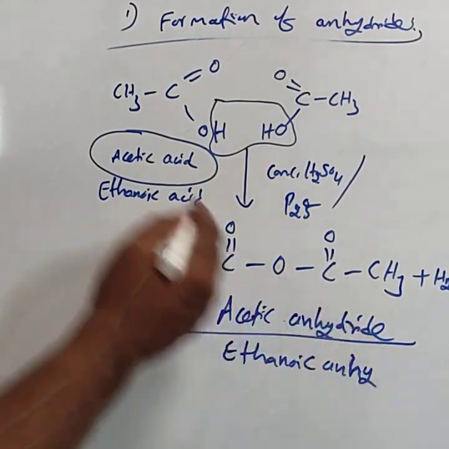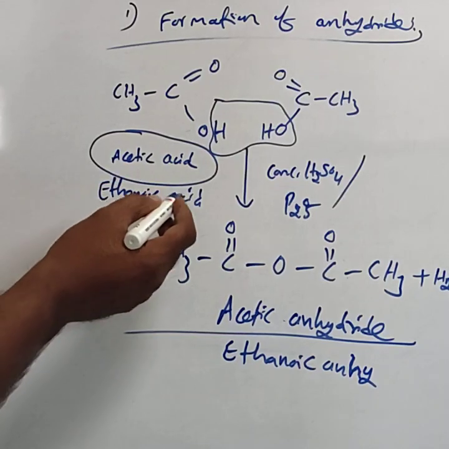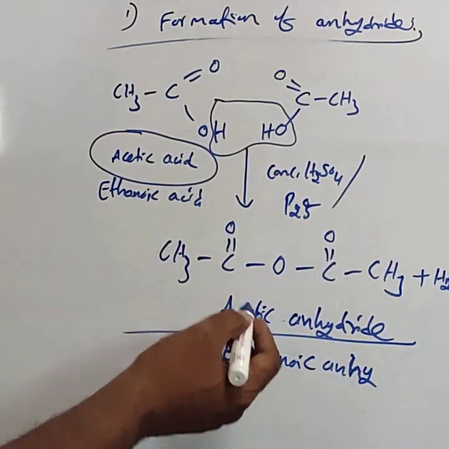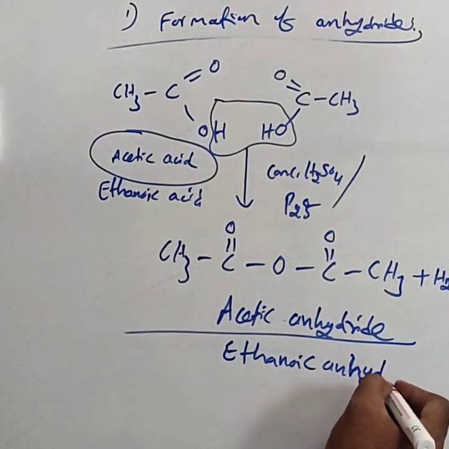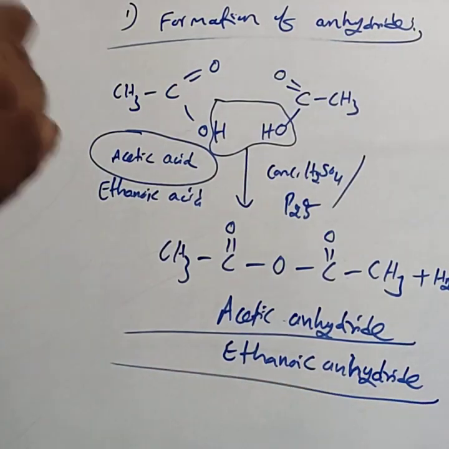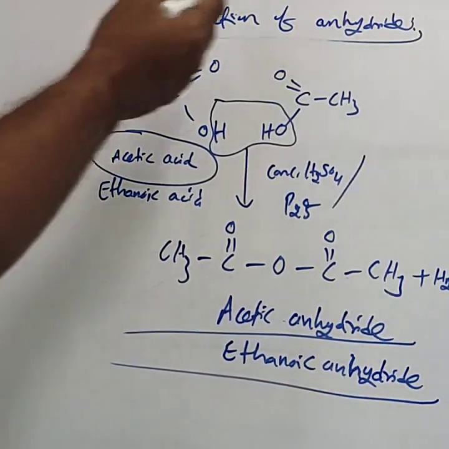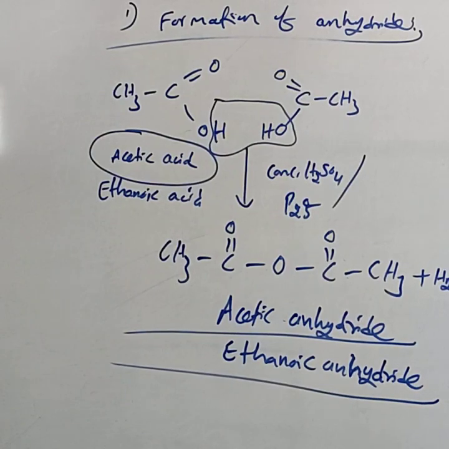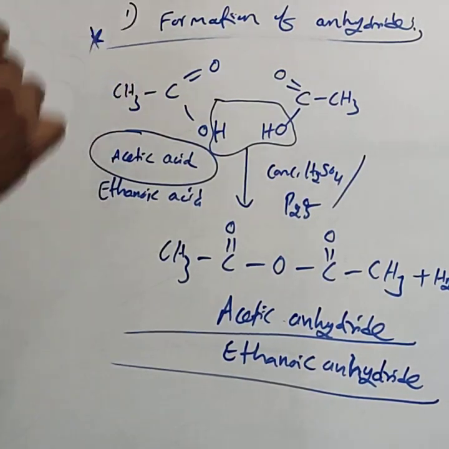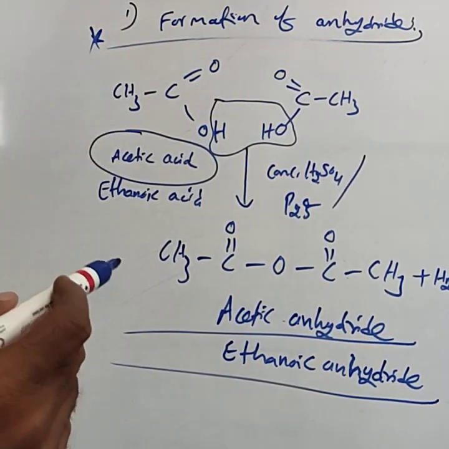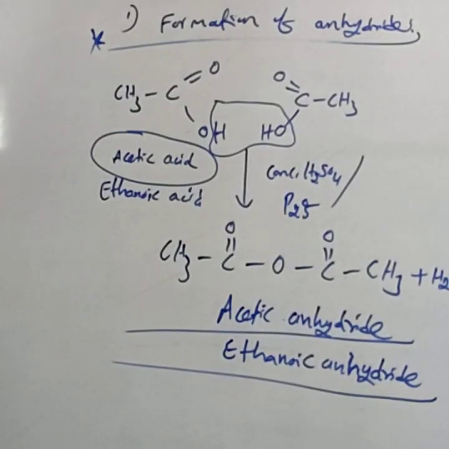Ethanoic acid undergoes dehydration and forms ethanoic anhydride. They can give either acetic acid or ethanoic acid. The product is either acetic anhydride or ethanoic anhydride. This is about the formation of the anhydride. Very, very important for the 1 mark point. In the board exam, they ask this repeatedly. Next, you consider the esterification.